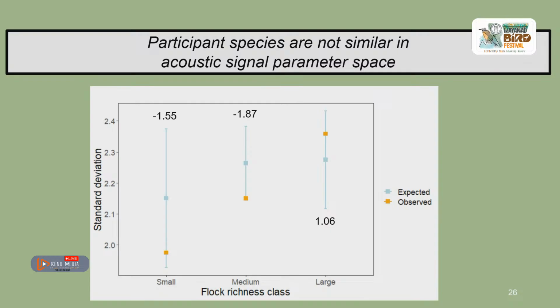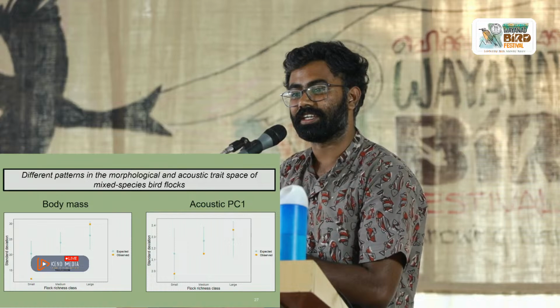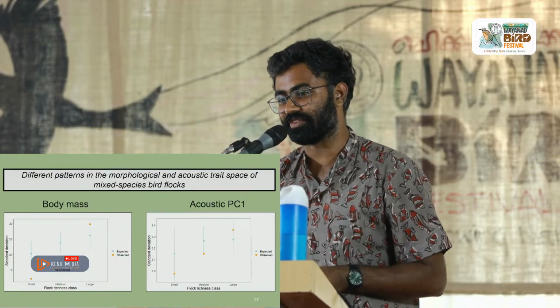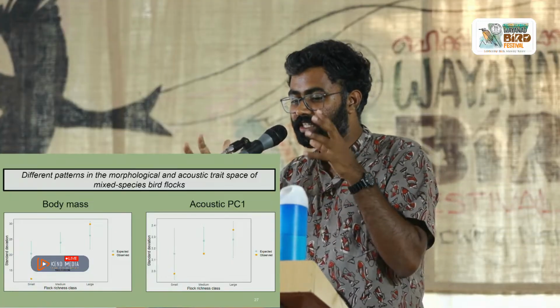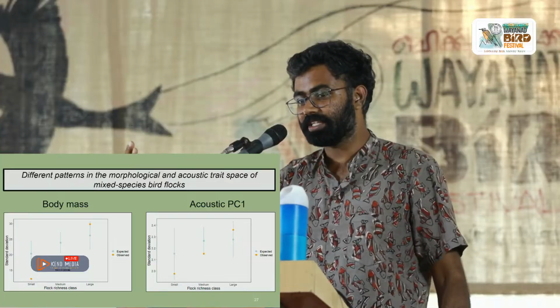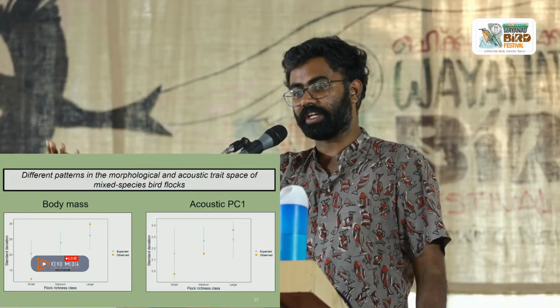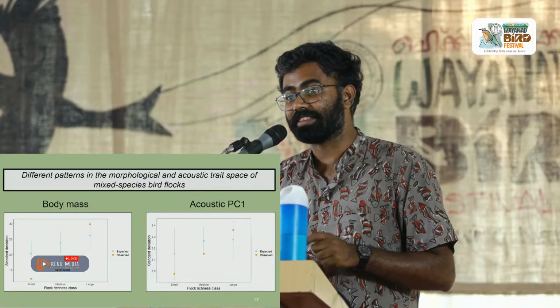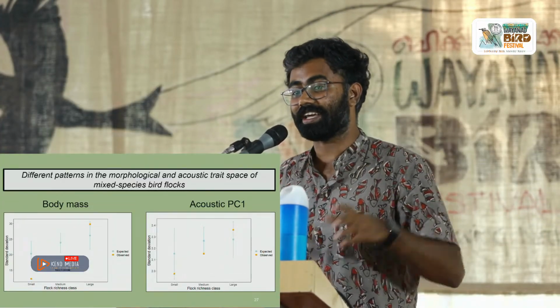Now, just to keep these two graphs side by side, you have a pattern in body mass where similar size species are grouping together, whereas in terms of their acoustic space, it's as if you're randomly pooling species. The variation in their acoustics is as if you are randomly drawing species and creating flocks. So this is where we see that there is a difference in the patterns in both morphology and acoustic trait space in the mixed species flocks that we observe in the Wayanad landscape, despite the very strong correlation between them. And this is what we term as decoupling of these traits at the level of flocks.